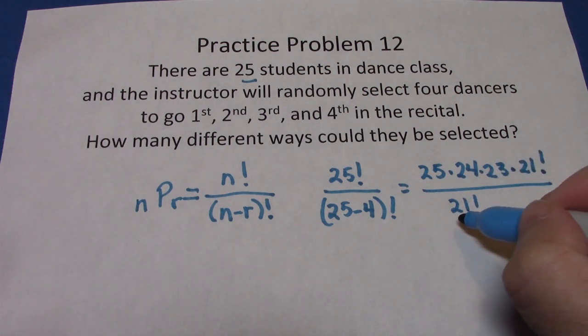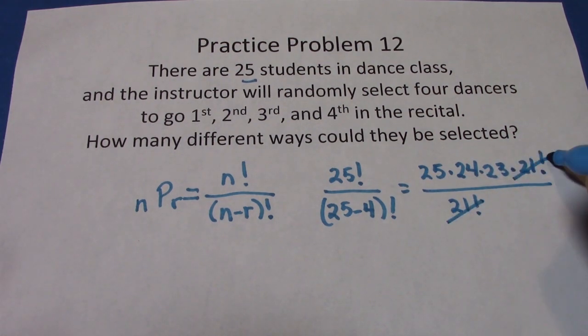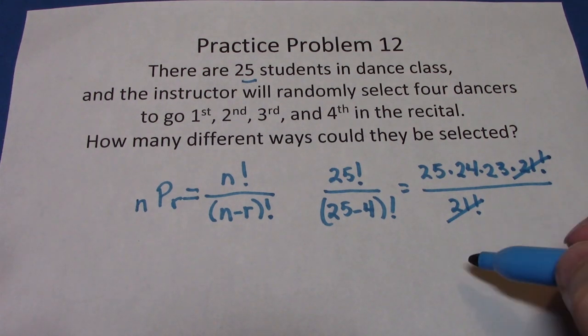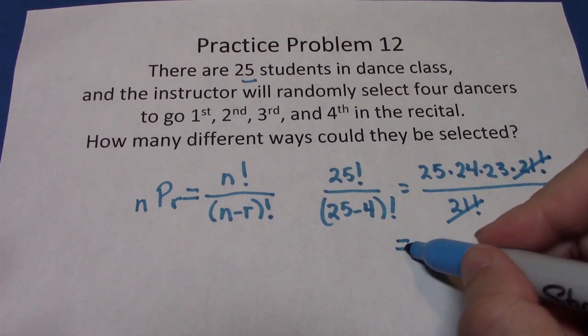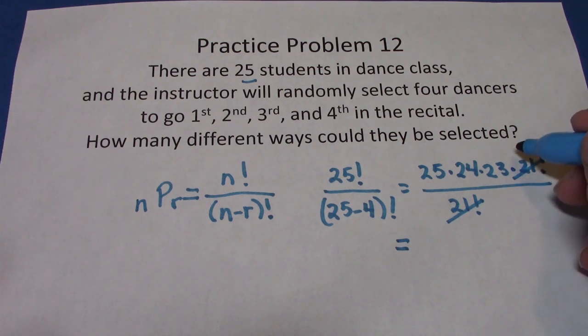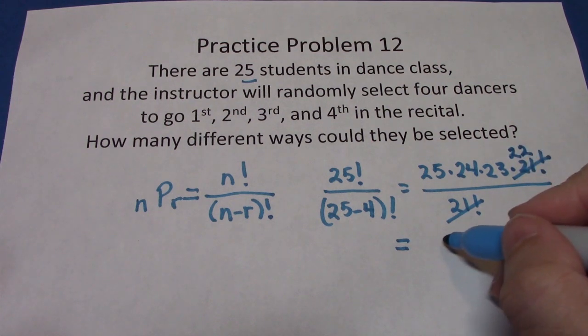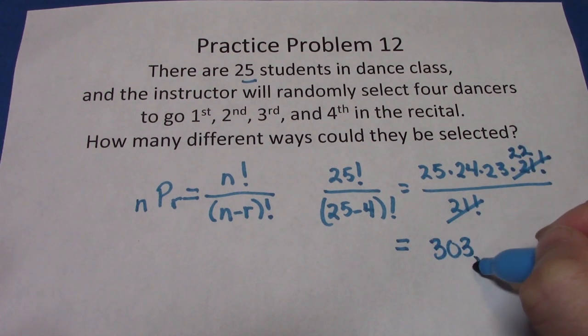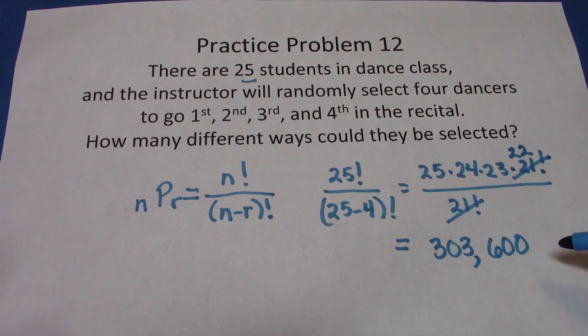Okay, you know this by now. 21 factorial and 24 factorial factor out, and we are left with 25 times 24 times 23. Whoops, that should also say times 22, my bad. And we get 303,600 different ways to select them.